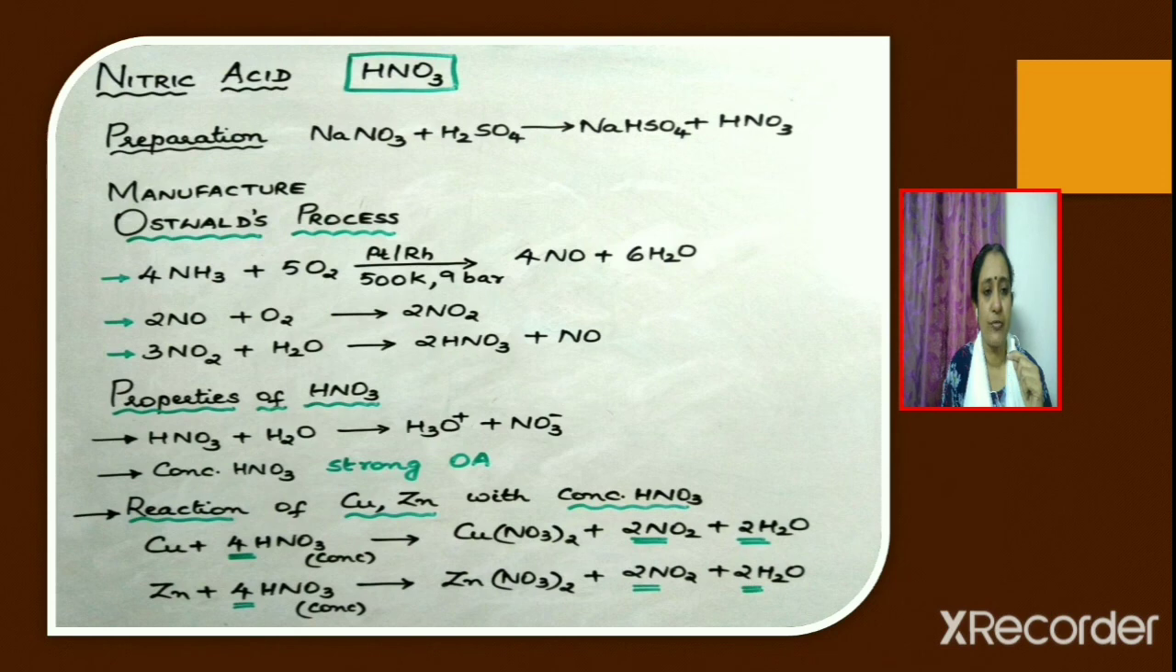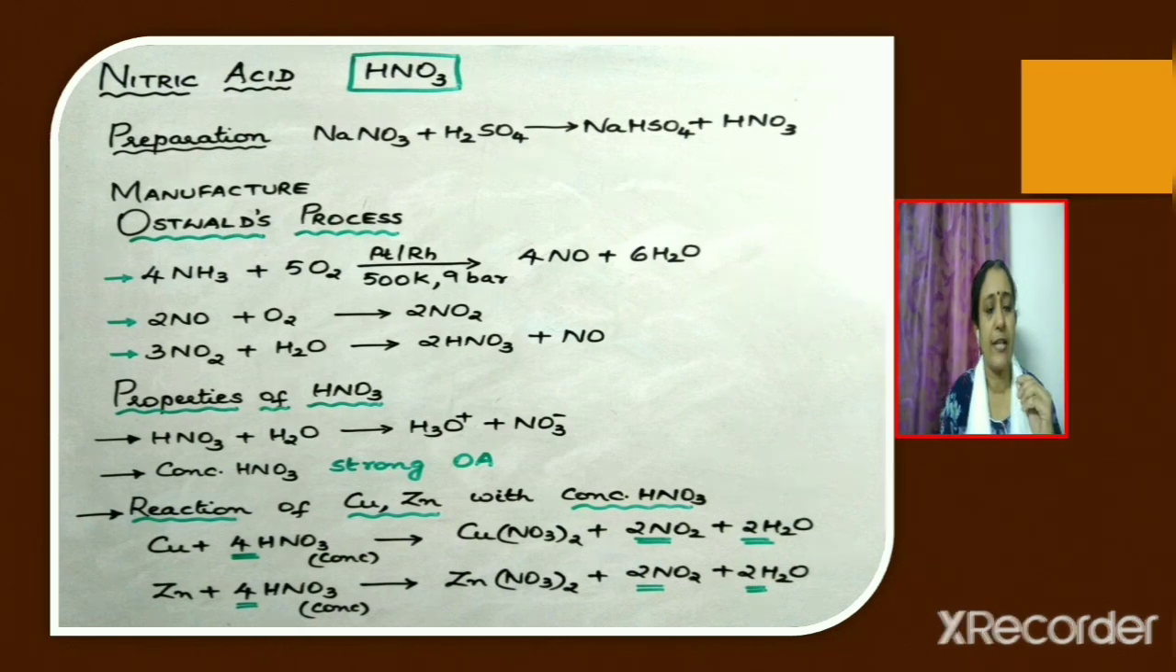We know that nitric acid is acidic in nature. So when it reacts with water, nitric acid will act as a proton donor. It donates a proton to water. So water changes to hydronium ion H3O+ and nitric acid changes to NO3-. Concentrated nitric acid acts as a strong oxidizing agent. Now let us see the reaction of metals like copper and zinc with concentrated nitric acid.